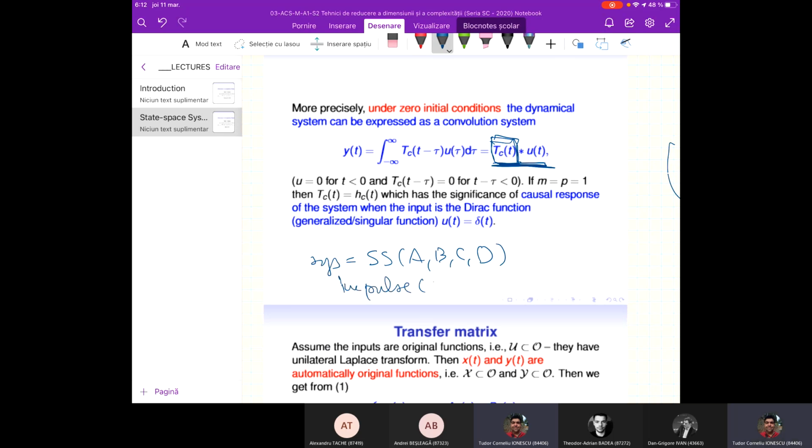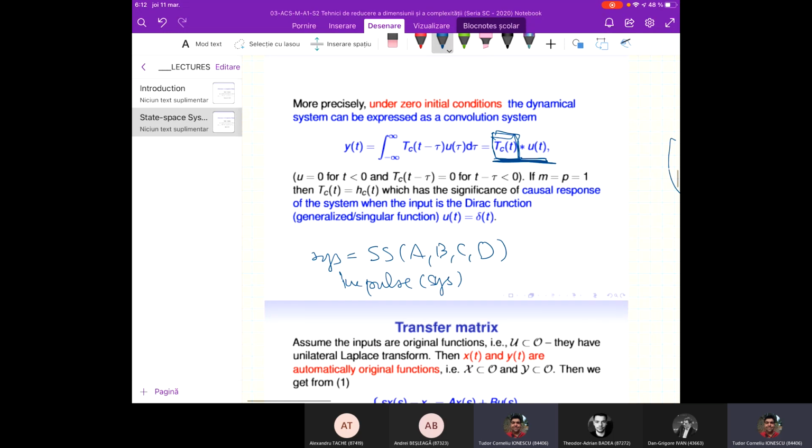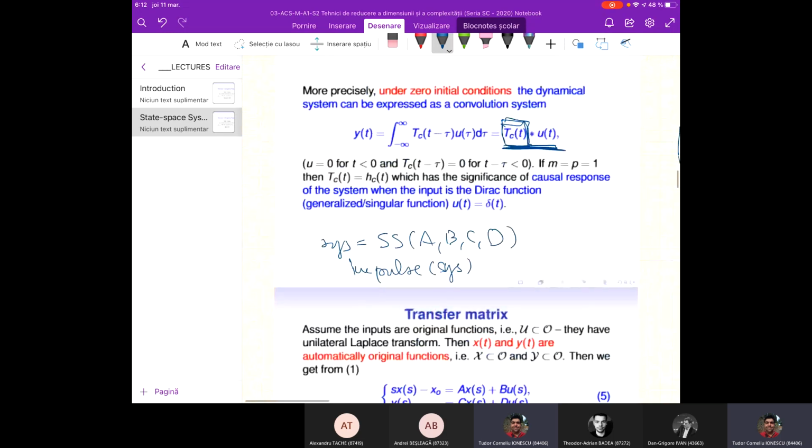And plot impulse of sys. That's the echo of an impulse through the system. Okay? And have a look at the plot. So this is what the system actually defines: a convolution. By the way, the convolution operator is linear. Of course, it's linear.